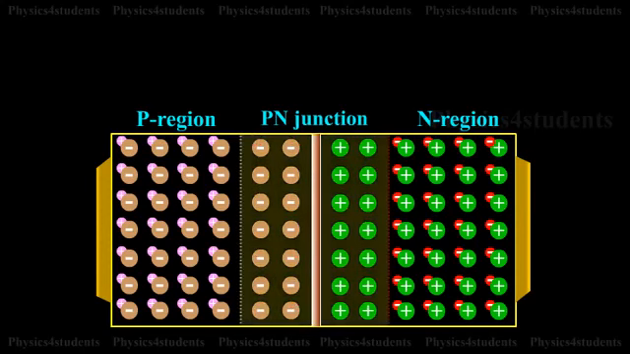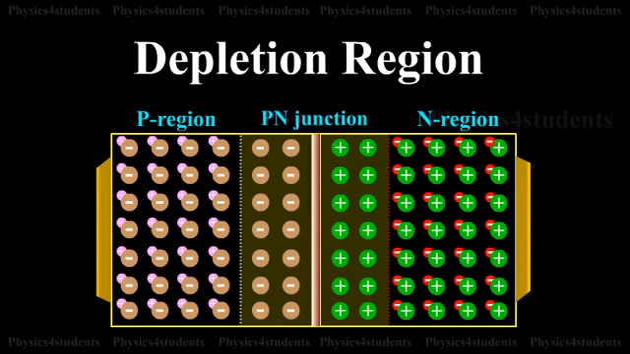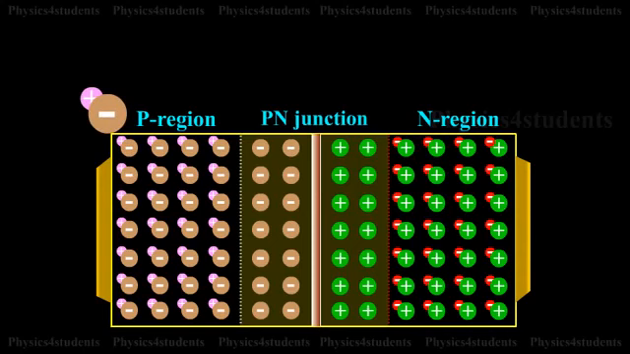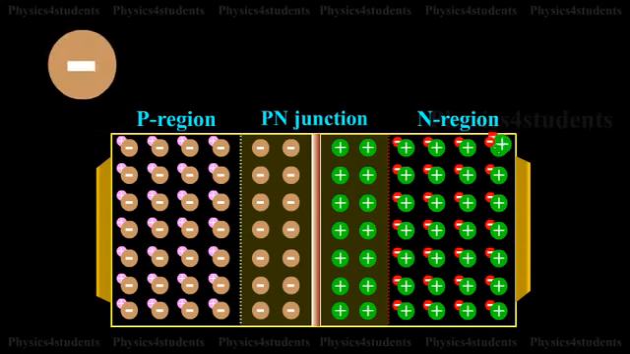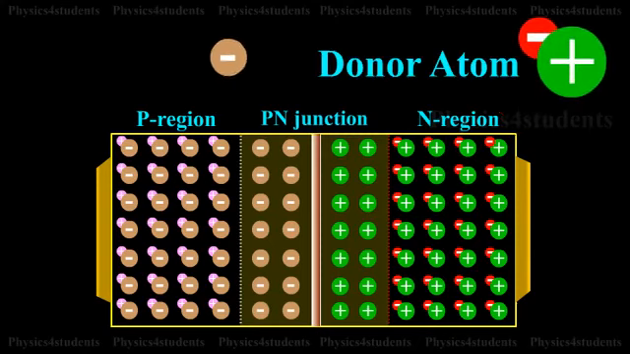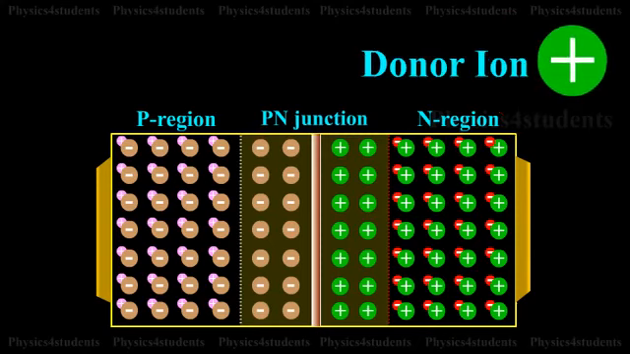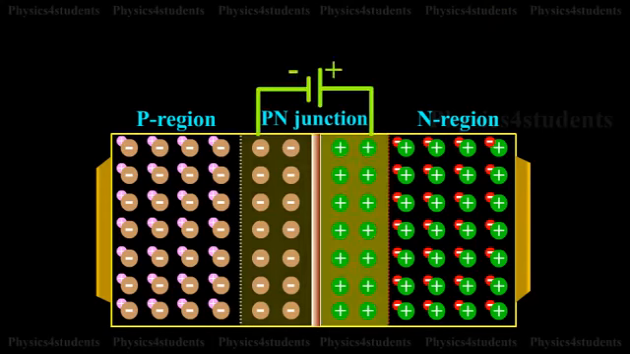Thus, a region is formed which does not have any mobile charges very close to the junction. This region is called depletion region. In this region, on the left side of the junction, the acceptor atoms become negative ions and on the right side of the junction, the donor atoms become positive ions. An electric field is set up between the donor and the acceptor ions in the depletion region. The potential at the N side is higher than the potential at P side.